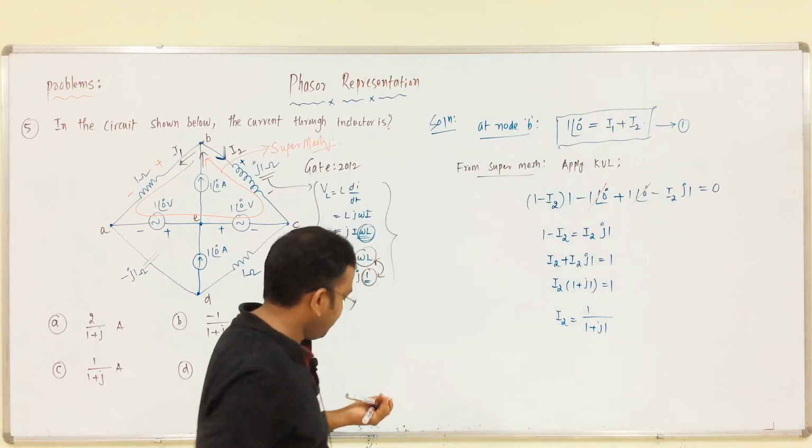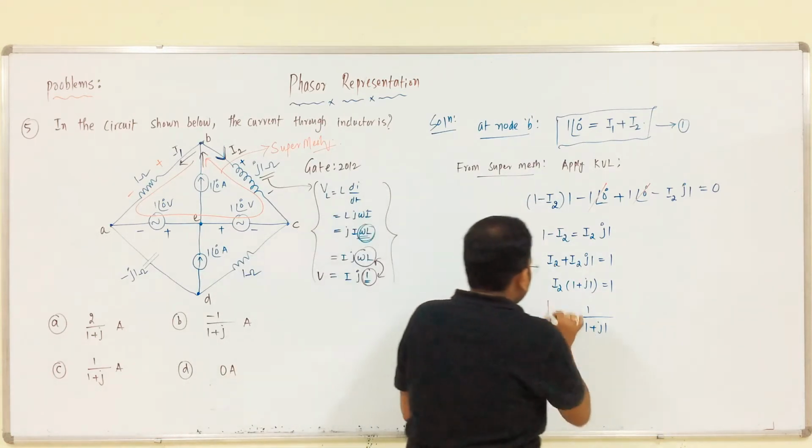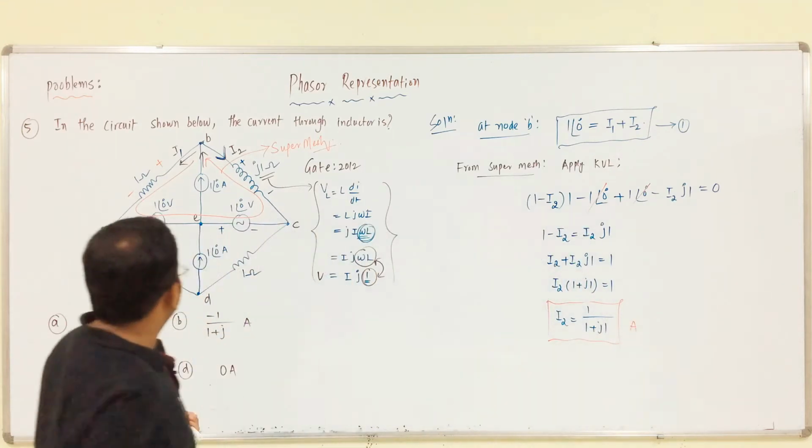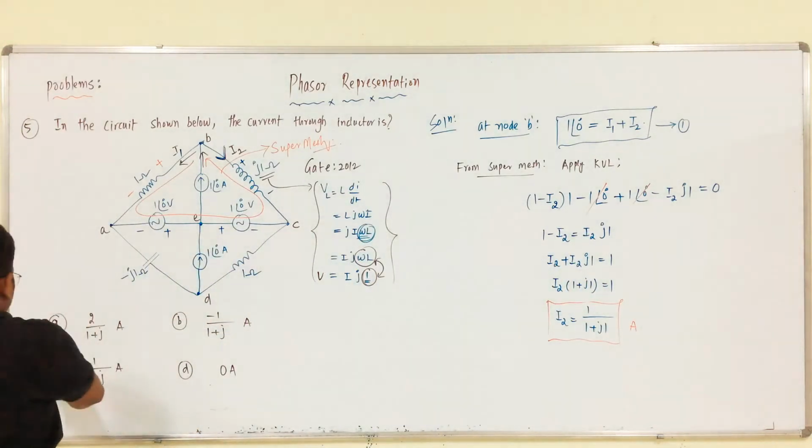That is the answer. The current through the inductor is nothing but I2. What is the option? 1 by 1 plus j1. Option C is correct.